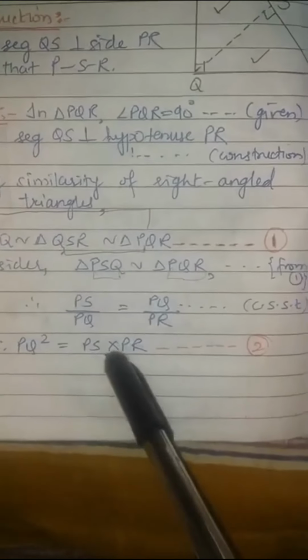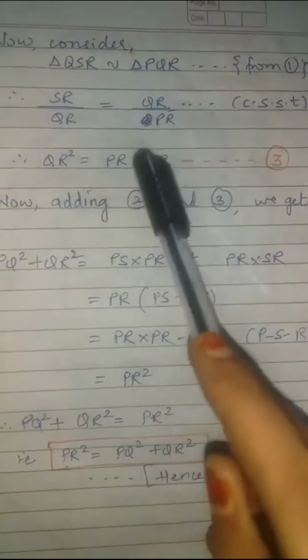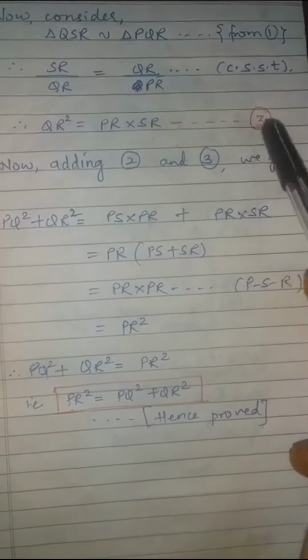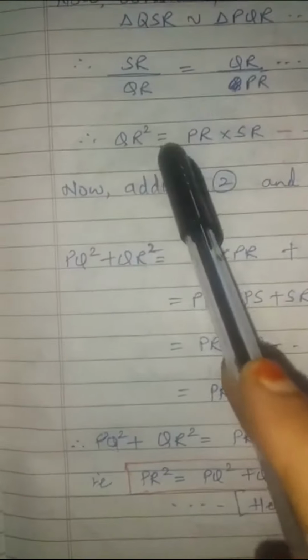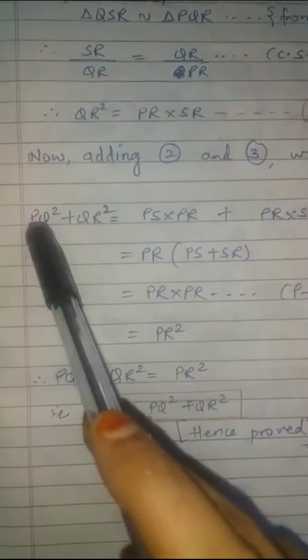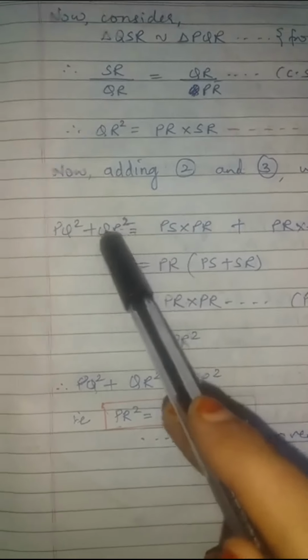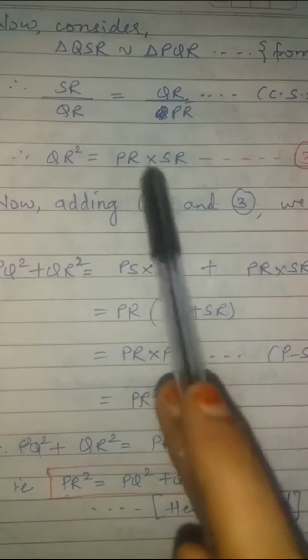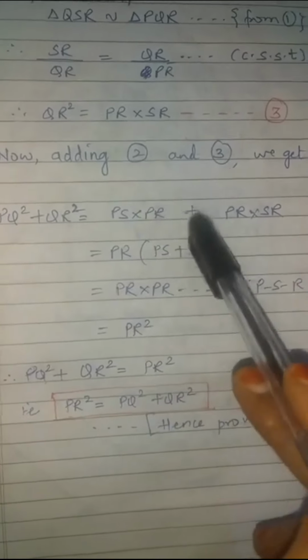So we have got equation number 2 as PQ square equal to PS into PR, and equation number 3 as QR square equal to PR into SR. Let us try to add equations 2 and 3. So now adding 2 and 3, on the left side we have PQ square and QR square, so PQ square plus QR square, that is your left hand side, will be equal to PS into PR plus PR into SR. Am I right? LHS plus LHS is equal to RHS plus RHS.